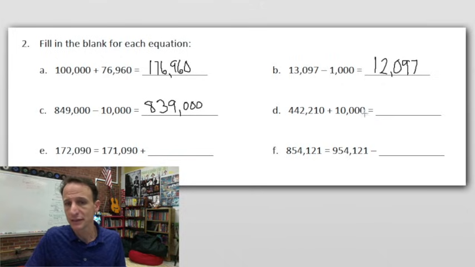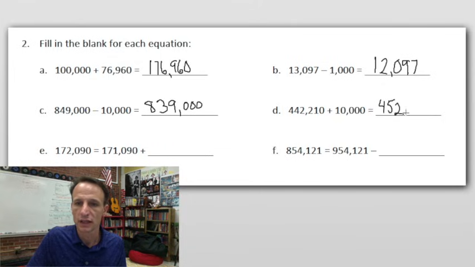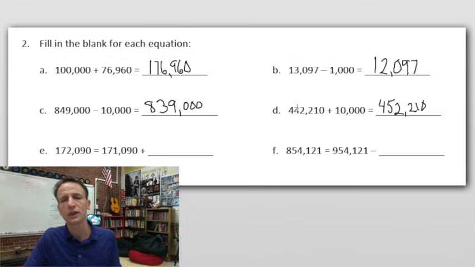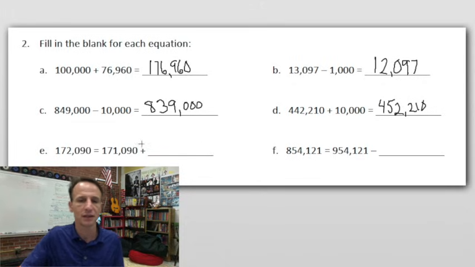Alright, so now 442,210, we're adding 10,000. Again, nothing's going to happen in our 100,000s place. Our change here is in the 10,000s place. So from 4 10,000s, we're adding 1 10,000, making 5 10,000s. So 452,210. And again, you could talk about all these in different ways. You could look at the 442,000 plus 10,000, think of it as 452,000. Or you could look at 42,000 plus 10,000 is 52,000. Different ways of saying the same thing.